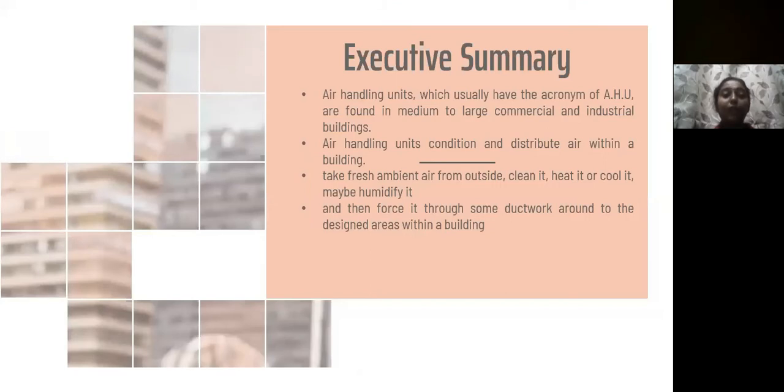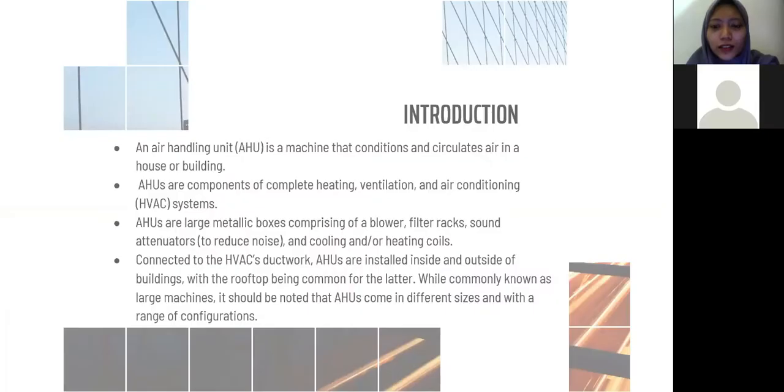To begin, air handling units, which usually have the acronym AHU, are found in medium to large commercial and industrial buildings. Air handling units condition and distribute air within a building. They also take fresh ambient air from outside, clean it, heat it and cool it, maybe humidify it, and then pass it through some ductwork around the designated areas within a building.